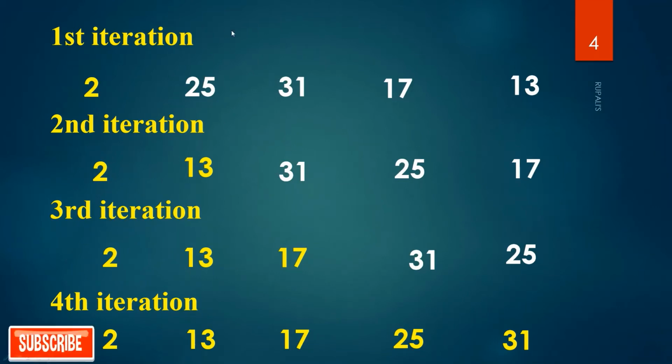In the first iteration, how many comparisons are needed? First place with second, first with third, first with fourth, first with fifth. So 4 comparisons are needed. In the second, it is second with third, second with fourth, second with fifth. So 3 comparisons. In the third iteration it is 2, and in the fourth iteration it is 1. Next, we will discuss the corresponding programming or logic behind this selection sort.